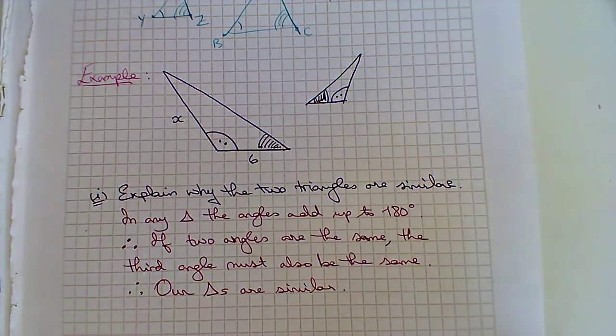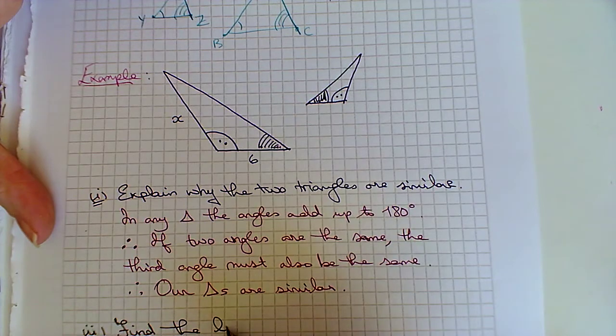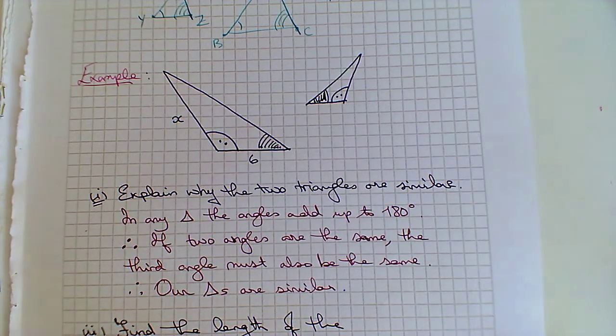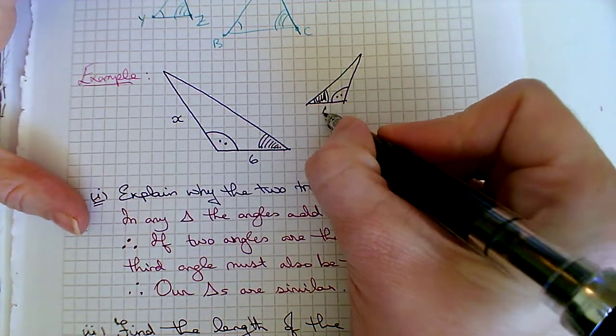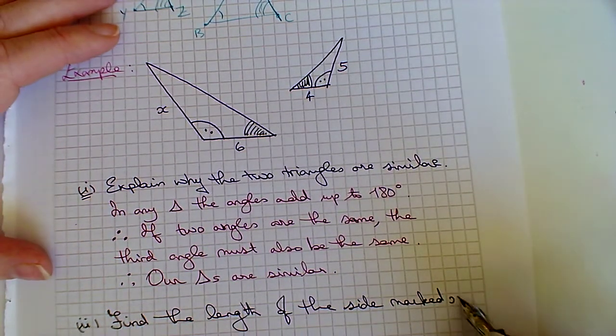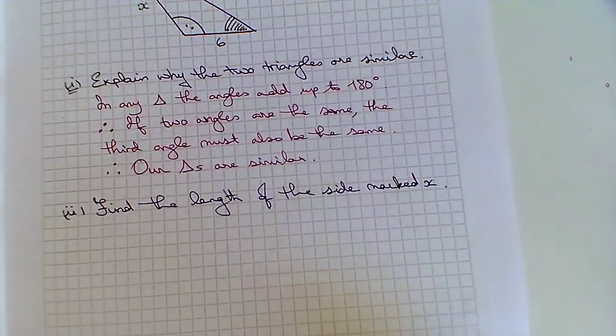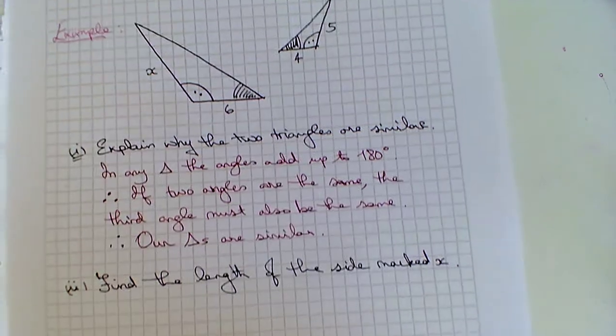So the second question then asks us to find the length of the side marked X. So we're also told that this is 4 and this is 5. We need that information. Find the length of the side marked X. Okay, well, if we're going to use our theorem, we need to mark in our corresponding sides, so which sides match.